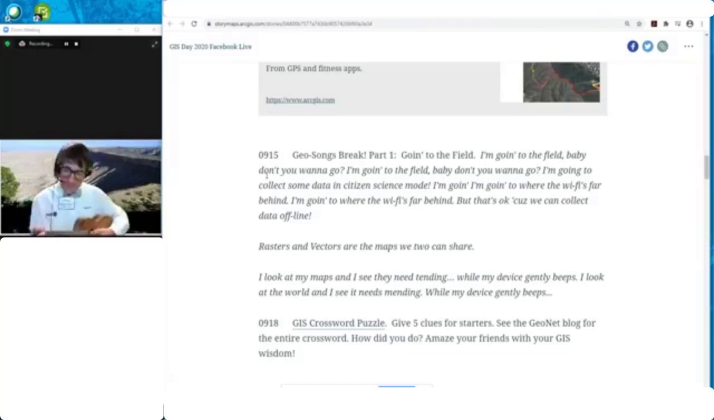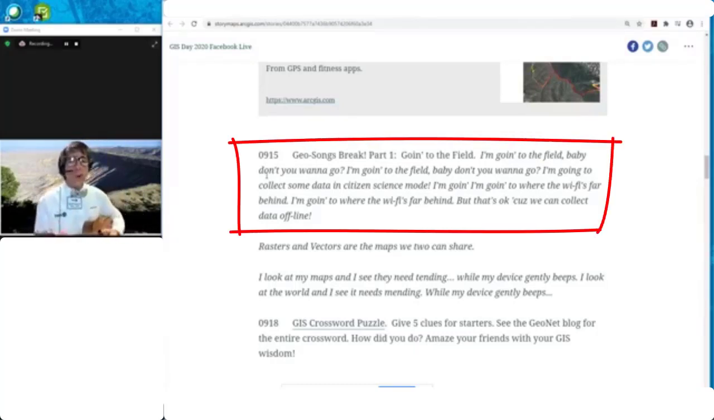I'm going to the field, baby, don't you wanna go? I'm a-going to the field, baby, don't you wanna go? I'm gonna collect some data in citizen science mode. I'm going to where the Wi-Fi's far behind. I'm going to where the Wi-Fi's far behind. But that's okay because we can collect data offline.